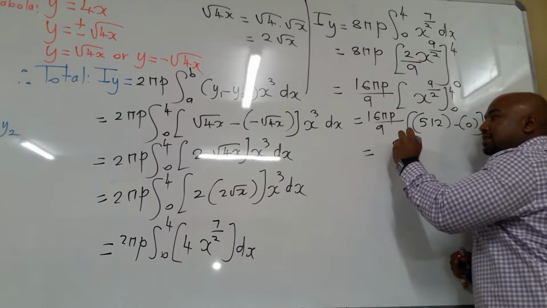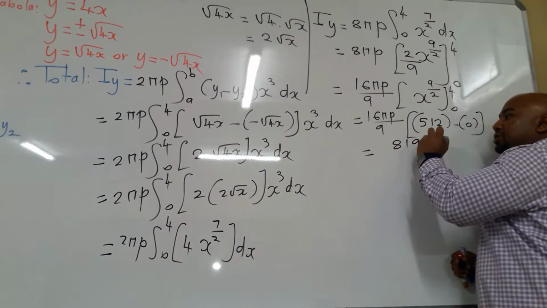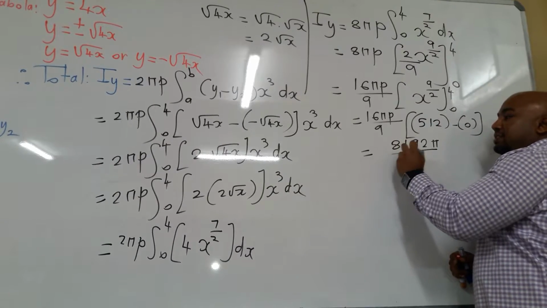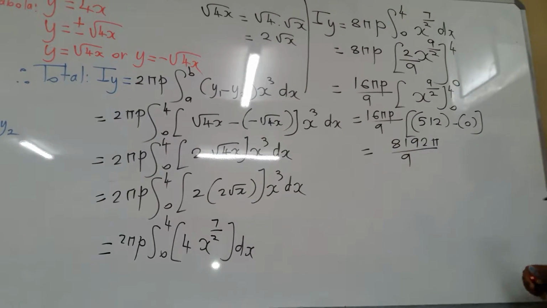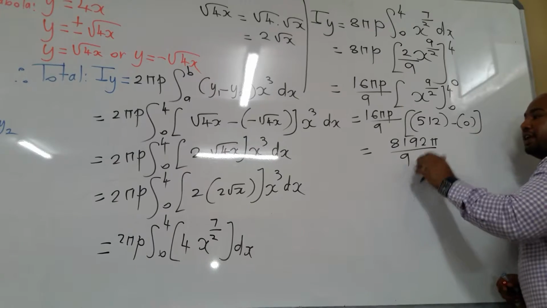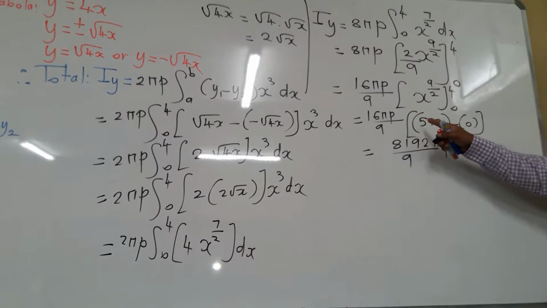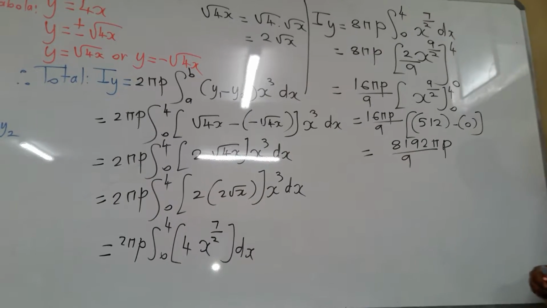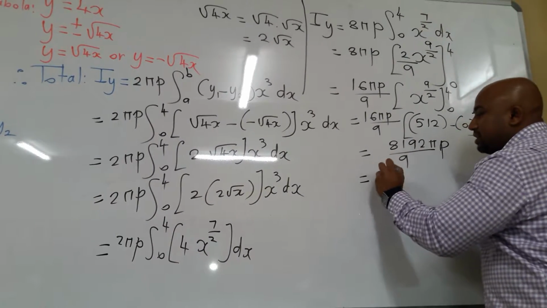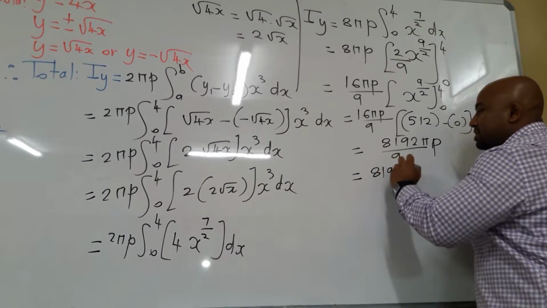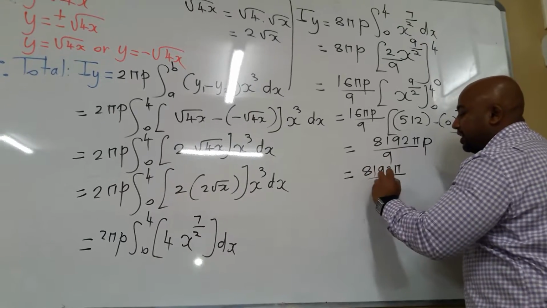We get 8192 pi over 9. Is that right? 8192 pi over 9 p. Don't forget the p there. So now this is going to be 8192 pi over 9.